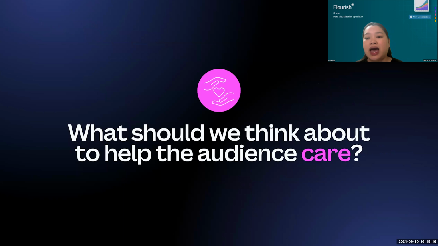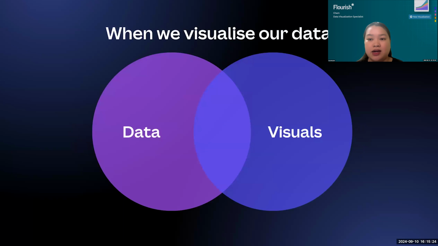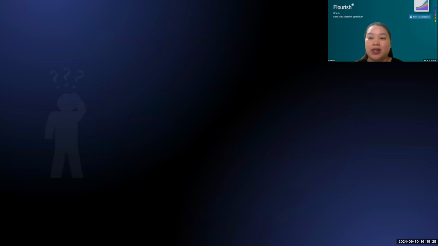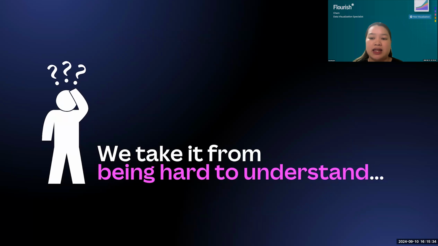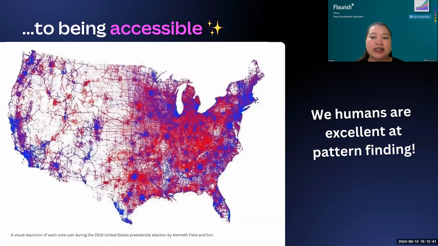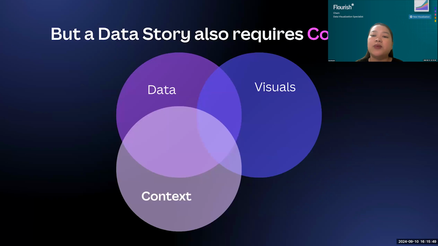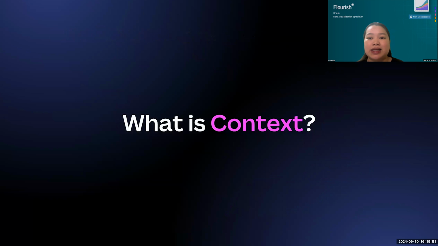We mentioned that we should make the audience care, but how do we do that? What should we think about to help our audience care? A data story starts with two elements, data and visual. As part of a data story, data visualization takes things that are hard to understand, like a data set of millions of rows maybe, to something accessible, just like this map, something that we as humans can explore, find patterns in, and get insights from. The third element of a data story is context.